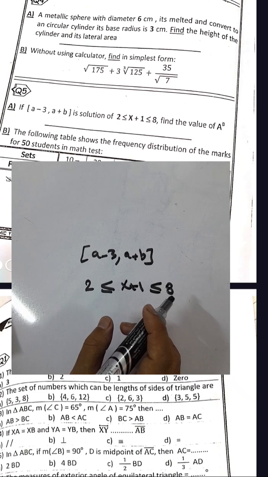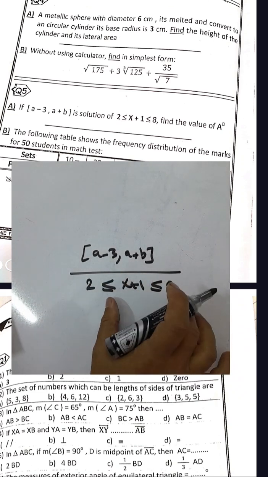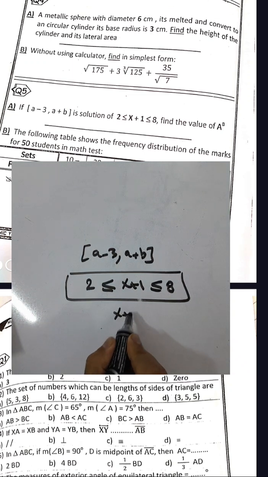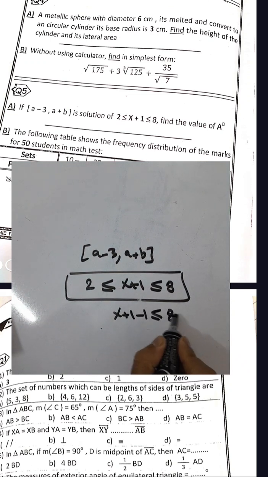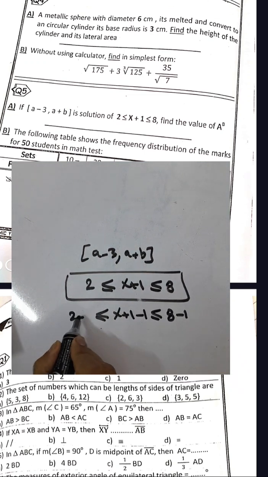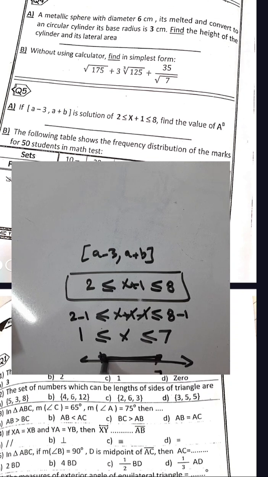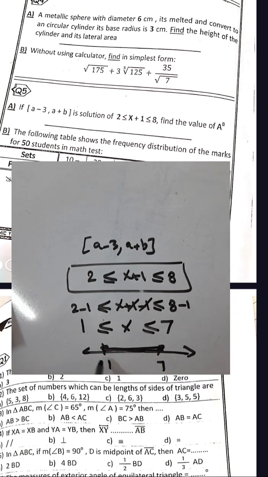First step, you must find the solution of this inequality. Add the additive inverse of 1: x plus 1 minus 1 less than or equal to 8 minus 1, and here 2 minus 1. 2 minus 1 equals 1. x is between 1 and 8 minus 1 equals 7. Then we have this solution from 1 to 7, closed here. Then the solution set will be the closed interval from 1 to 7.